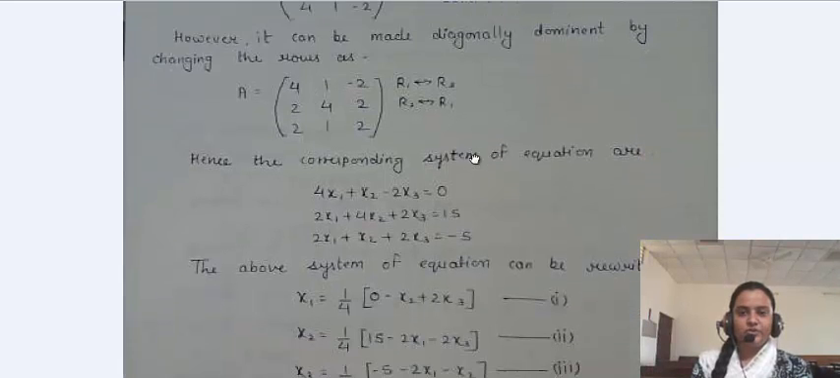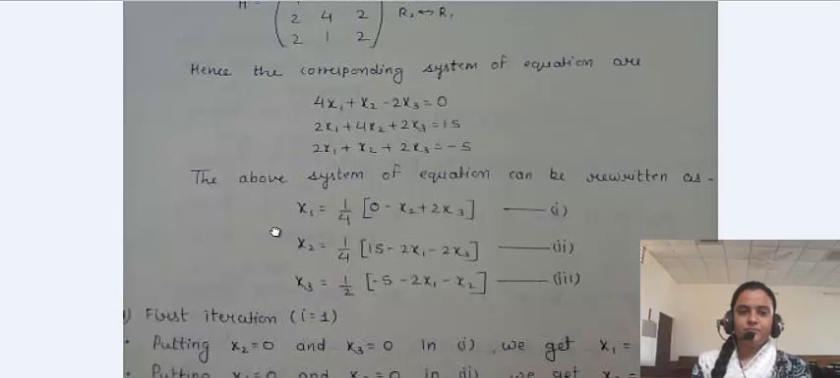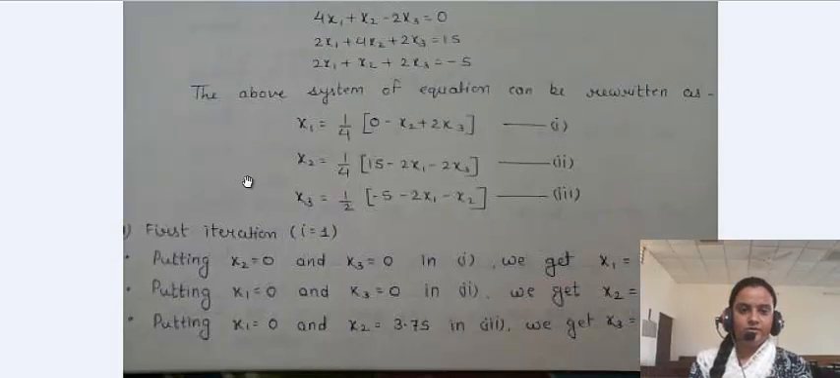Hence the corresponding system of equations is 4x1 plus x2 minus 2x3 is equal to 0, 2x1 plus 4x2 plus 2x3 is equal to 15, 2x1 plus x2 plus 2x3 is equal to minus 5. The above system of equations can be rewritten as x1 is equal to this expression, x2 is equal to this, and x3 is equal to this. Now, we will start the loop.